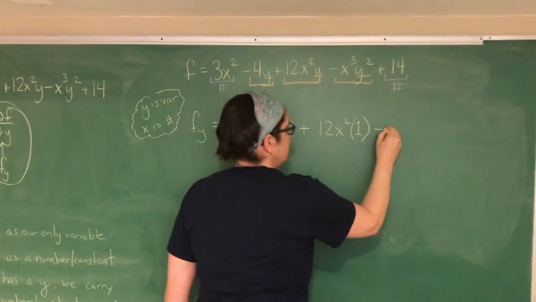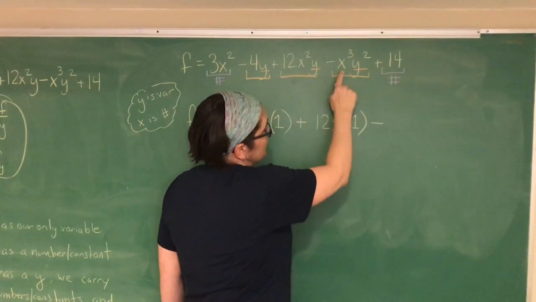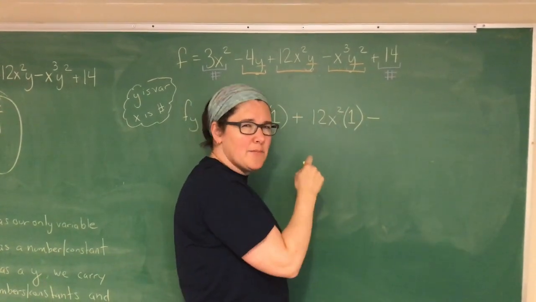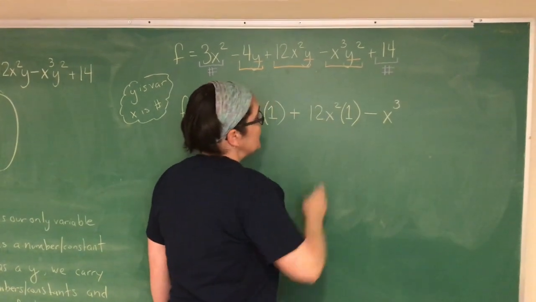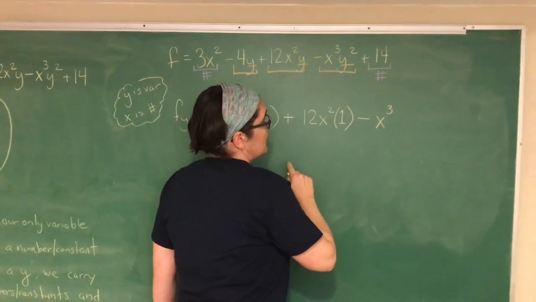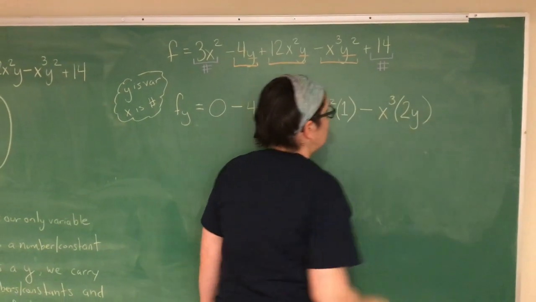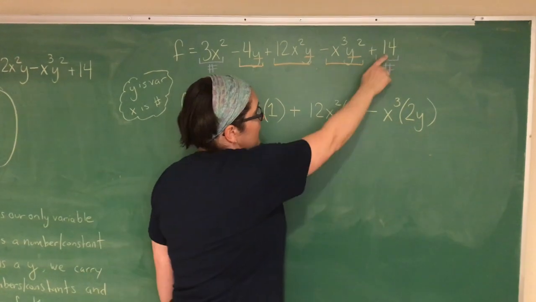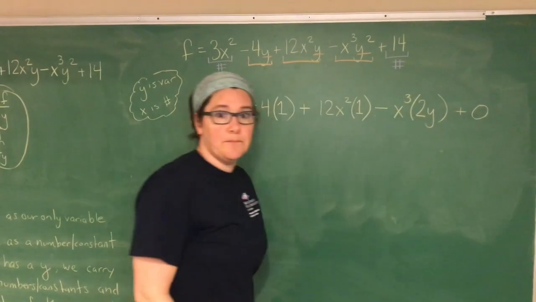Then I have a minus sign. And for the x cubed y squared, the x cubed is my number part, so I'll carry that along. x cubed, I'll take the derivative of y squared, which means I bring the 2 down in front, so I have 2y. And then I have plus the derivative of a number by itself is 0.